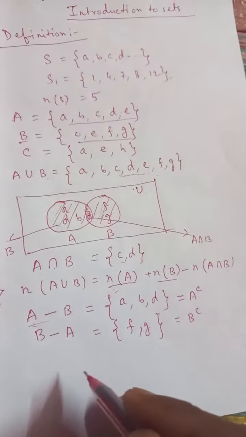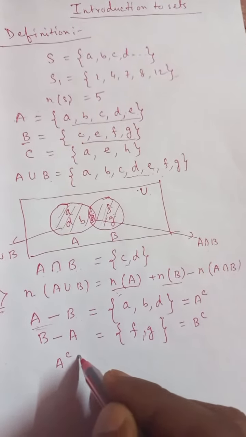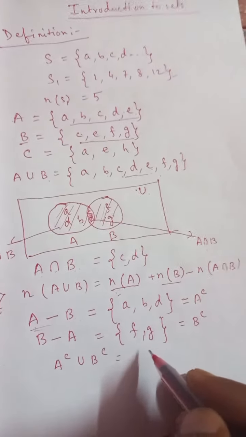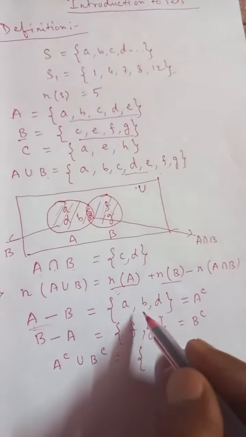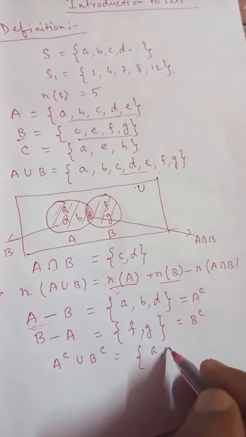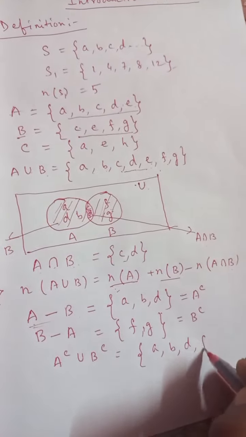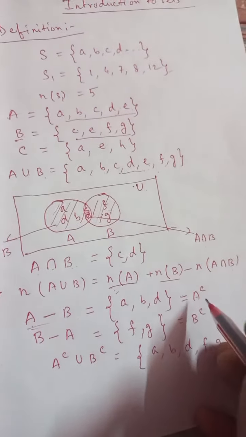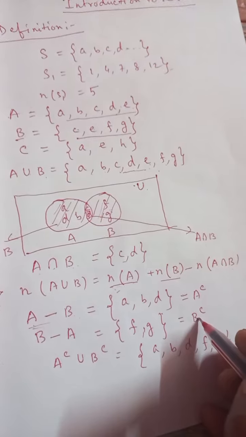So if we now take the union of A complement and B complement, what will it be? A complement elements are A, B, D, F, G, and its intersection must be the null set.